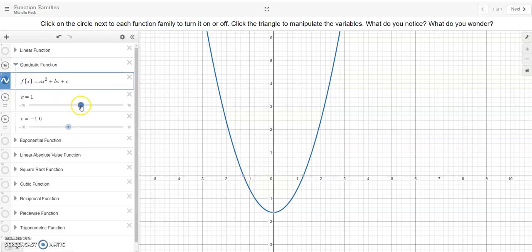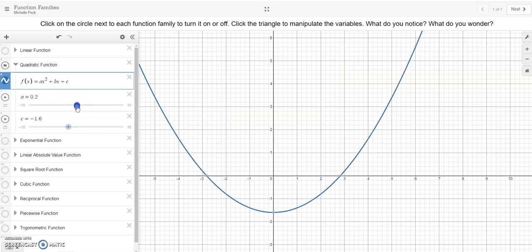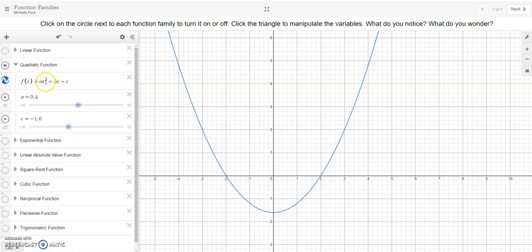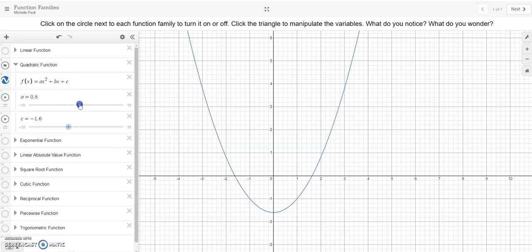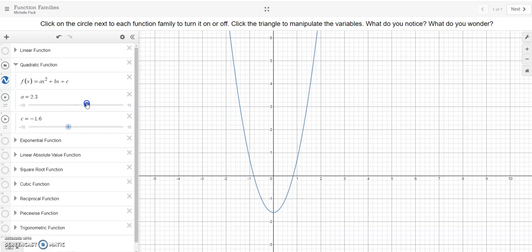I can change the function and see how the quadratic equation changes. This is in standard form, ax squared plus bx plus c, which we saw a lot when we were dealing with polynomials. It has a degree of 2. And as I change that a value, it changes the width of the parabola.